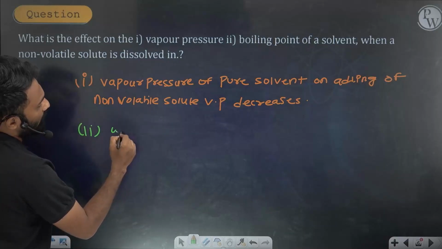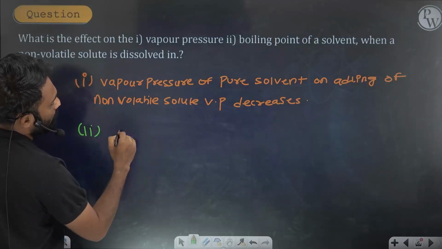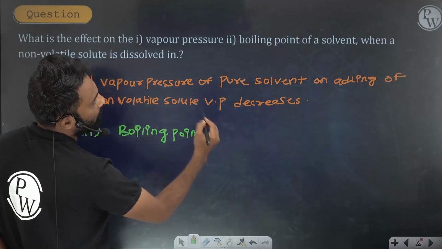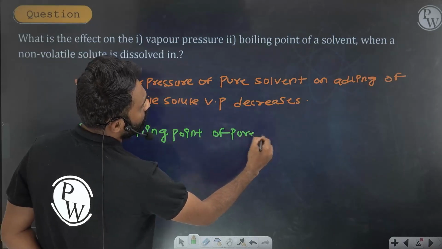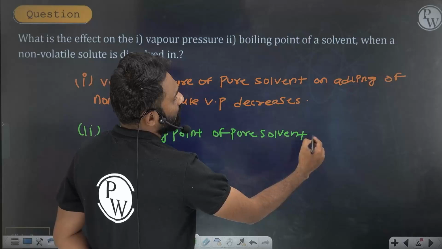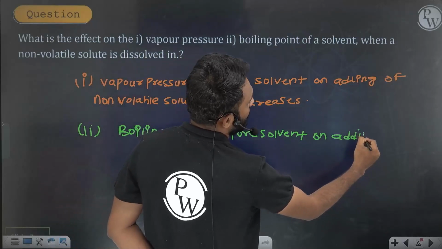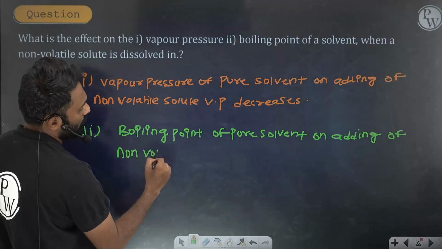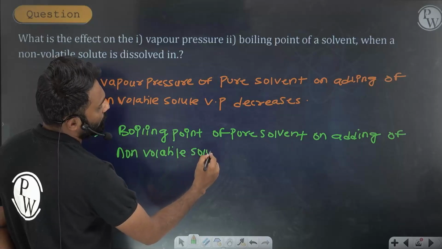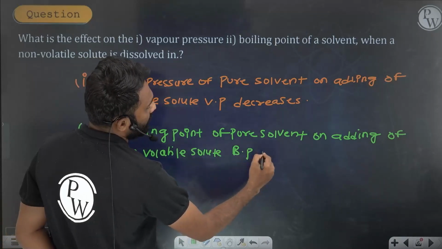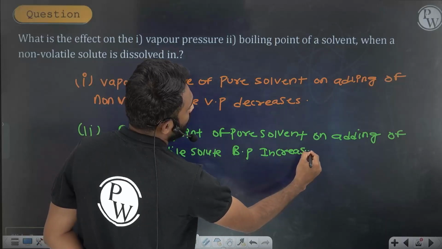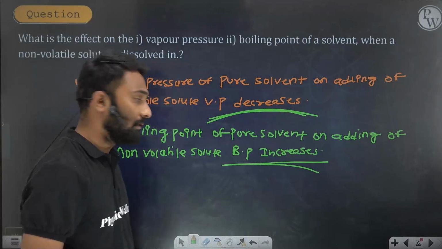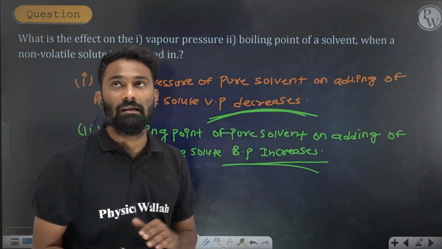Clear? Now boiling point of pure solvent on adding of non-volatile solute, boiling point increases. Clear, right? What happens to vapor pressure? It decreases. What happens to boiling point? It increases. Clear? Done.